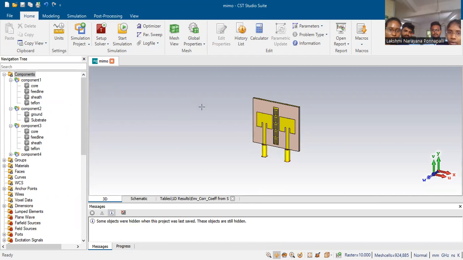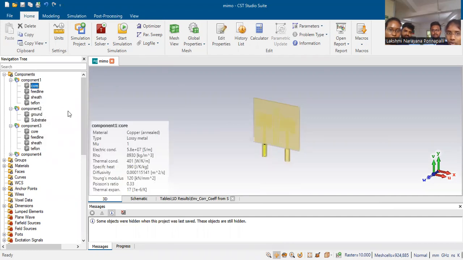Component 1 relates to port 1, and it contains 4 parts. First one is the core. Second one is the feed line. Third one is the sheet, which is outside of the core. This is the Teflon, which is present inside the sheet.